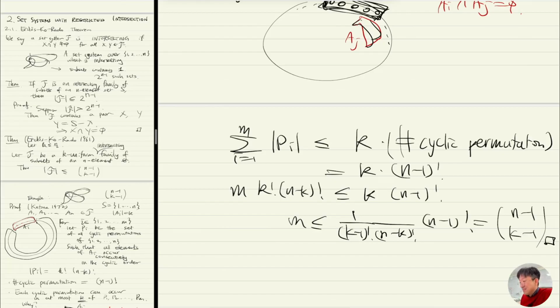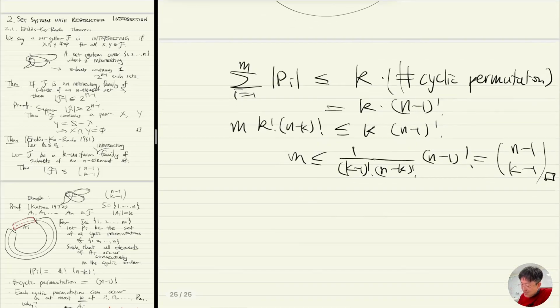Okay, so that's the brilliant proof. There are many other proofs, but this is the shortest proof. And you use the property of counting in a clever way, right? So that's the Erdős-Ko-Rado theorem, and we will continue on the other types of intersection theorems.